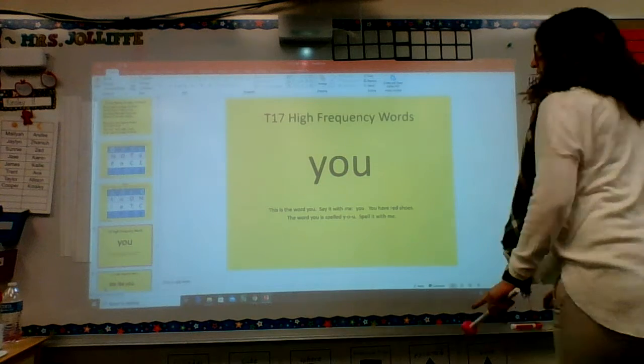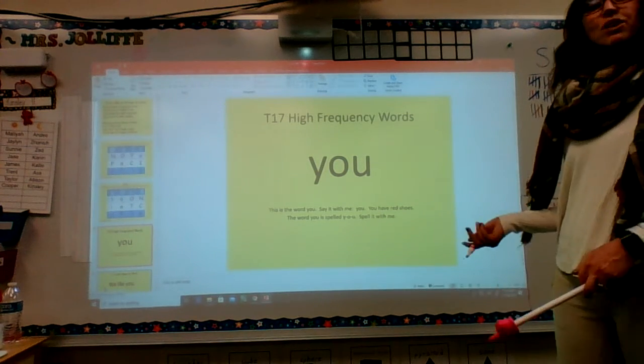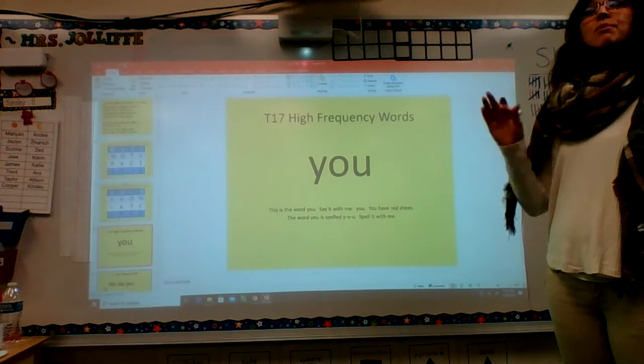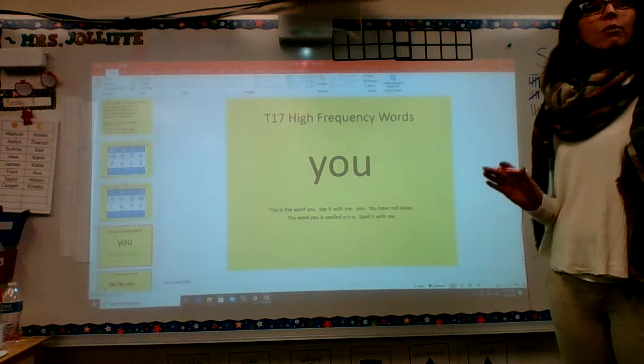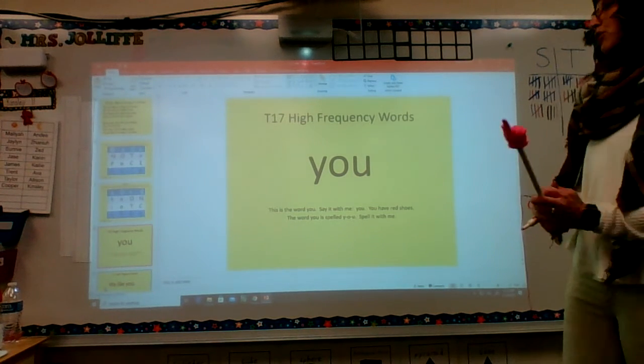That would sure be exciting. Here's our new high frequency word again. We already did this one right away when we got started today. This word is you. What word? You. You. What word? You. Remember, we're not going to stretch it out because that's not how we talk. We say you. What word? You. Yes, you. That was much better.